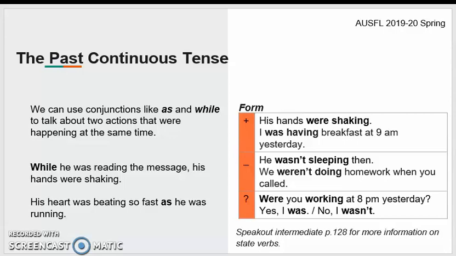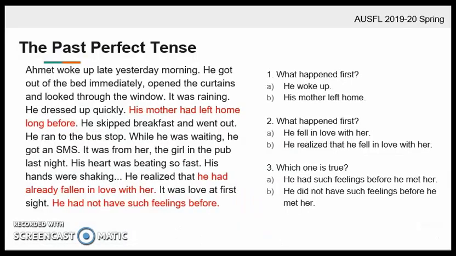What about the form? With the subjects I, he, she and it, we use was plus verb ing. And with the subjects you, we, and they, we use were plus verb ing. In the table, you can see the examples in the past continuous in affirmative, negative, and the question forms. Please remember, state verbs are not usually used in the continuous form. For more information, you can look at your coursebook, page 128, or you can watch our previous video on verb tenses.